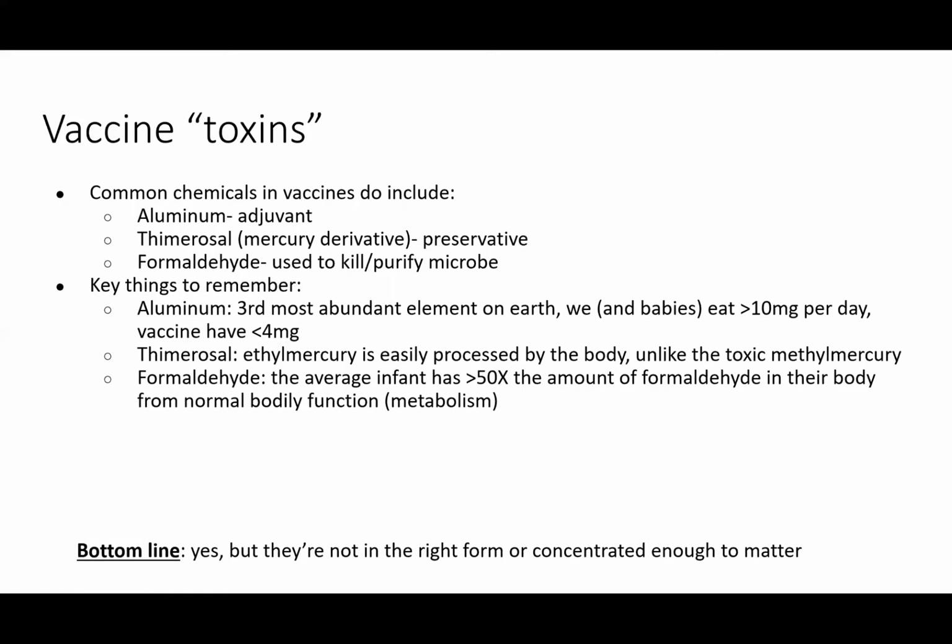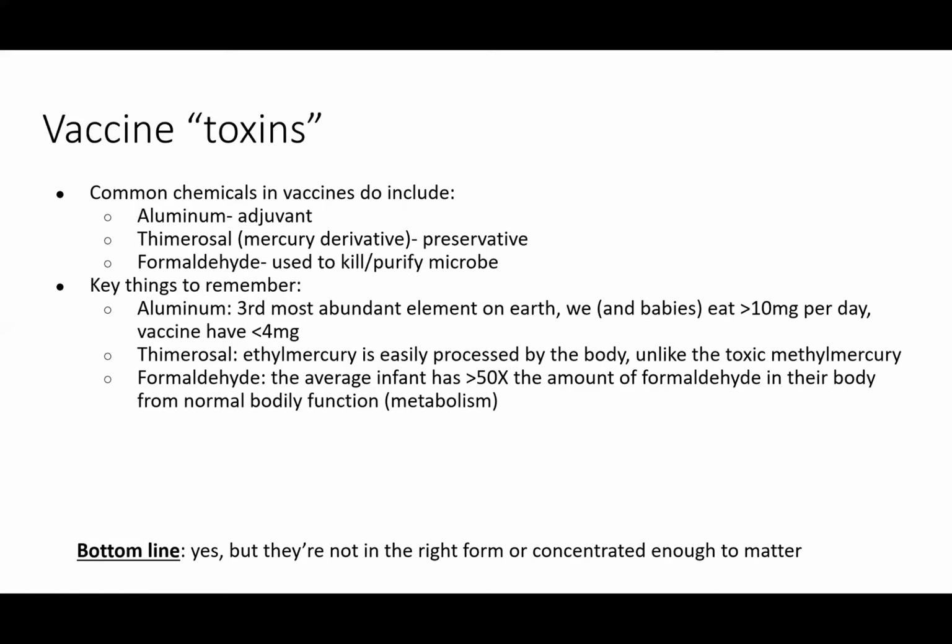Thimerosal has ethyl mercury. It's something that's easily processed by the body. This is in contrast to methyl mercury, which many of you might have heard of, what's in, say, tuna fish, and is also the toxic form of mercury. If thimerosal was methyl mercury, this would be a very dangerous thing to have. But ethyl mercury, as well as other types of mercury, are really easy to process by your body. So it's not really something we're concerned of.